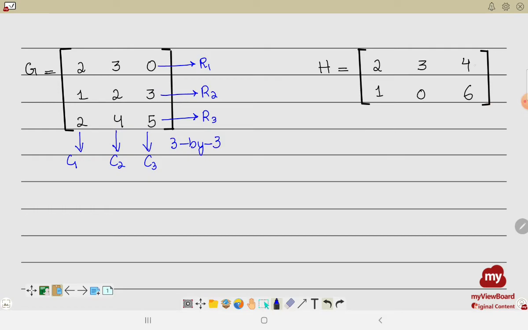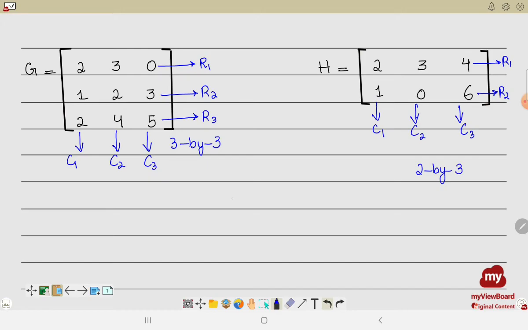Now in this last matrix, that is the H matrix, we have 2 rows, R1 and R2, represented by the horizontal arrangement, and we have 3 columns represented by the vertical arrangement of the entries. So the order of this H matrix is 2 by 3.